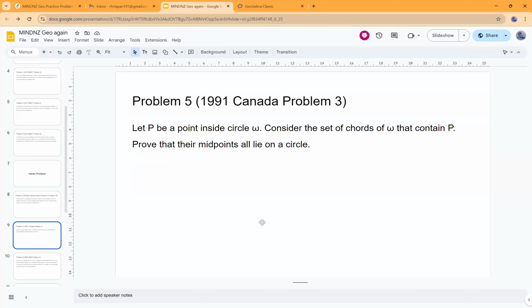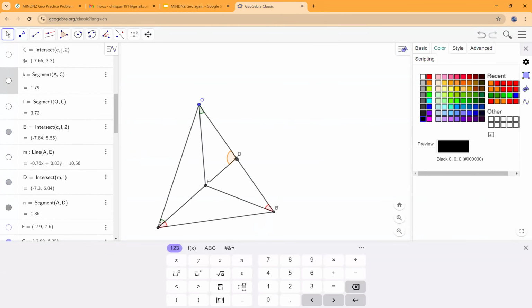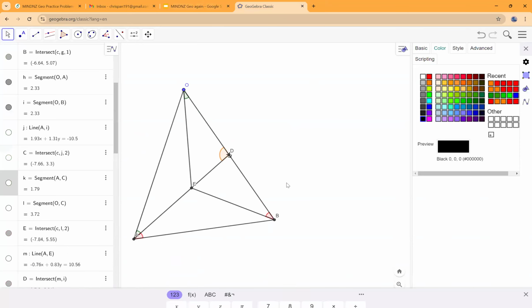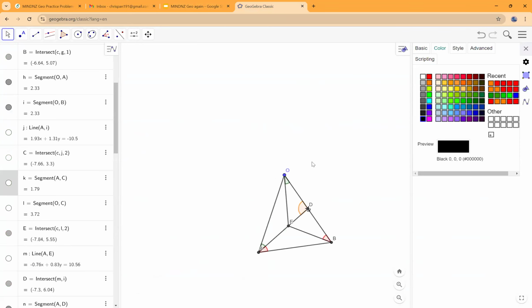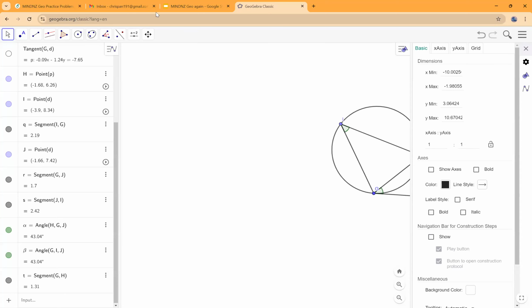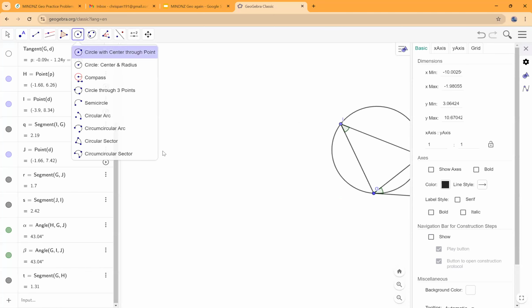Next problem. Problem 5. Let P be a point inside circle gamma. Omega, sorry, my bad. This is a pretty short problem statement, actually. I'll just quickly delete everything again. I'll leave the alternate segment theorem like thing up just because I think that might come in handy for the next problem. Cool. So let's start with our circle here.